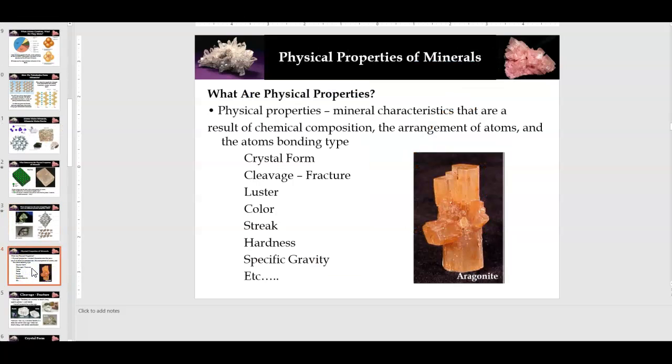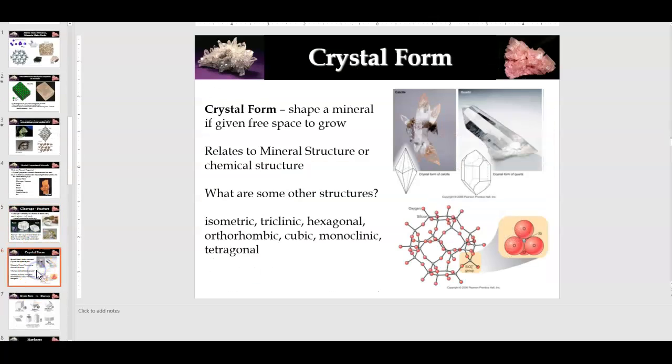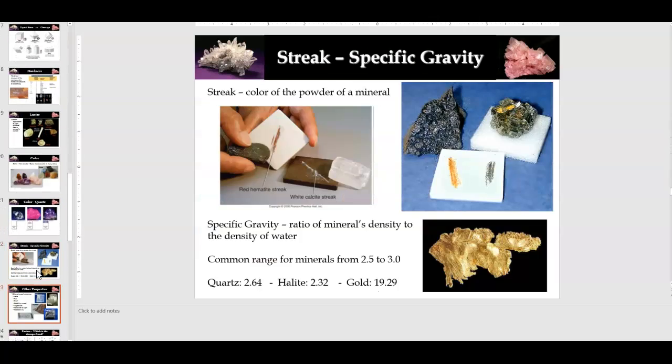Okay, so minerals are actually known by their physical properties: the way their crystals form, the way they break, which is either cleavage or fracture. The luster is the way that it shines. The color, be careful about that one, that's kind of tricky. The streak is how it grinds into powder. Its hardness, and specific gravity is its density. All of these help us understand which minerals they are.